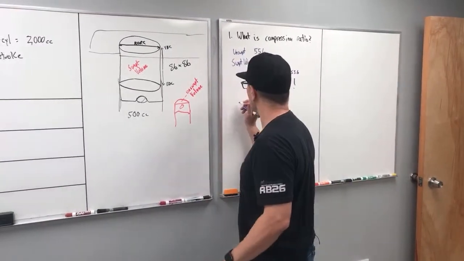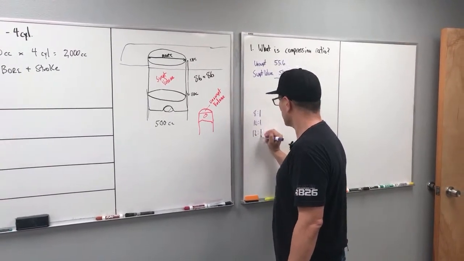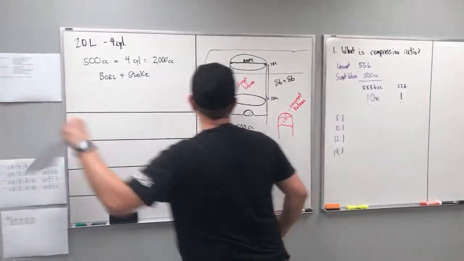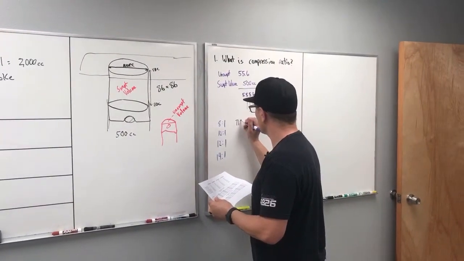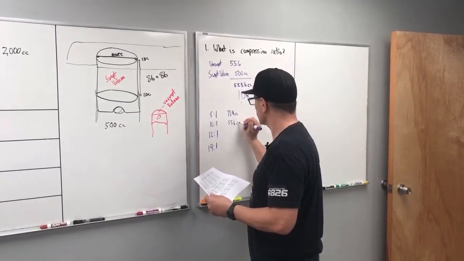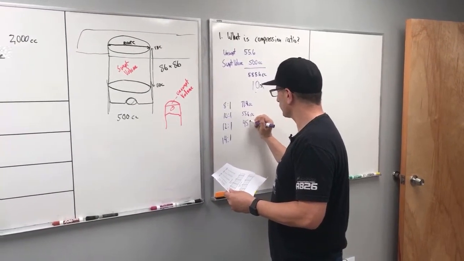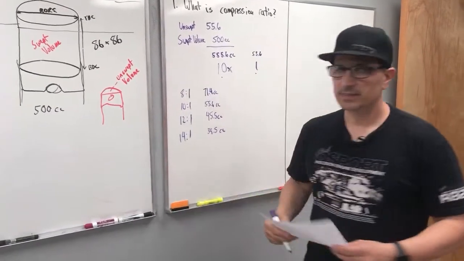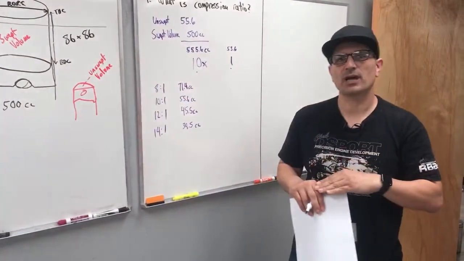Now, let's write out some different ratios here. 8 to 1, 10 to 1, 12 to 1, and 14 to 1. Give you an idea of what those numbers would be. This has 71.4 cc's of unswept volume. This has about 55.6 cc's. This is 45.5 cc, and this is 38.5 cc. So you see, although we started out with a larger amount, it's getting crushed down into a smaller amount.